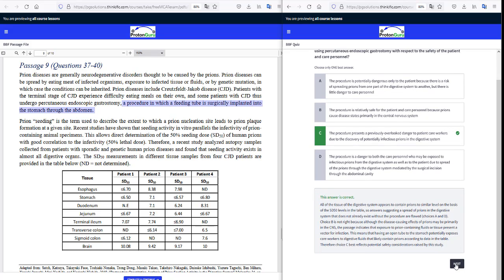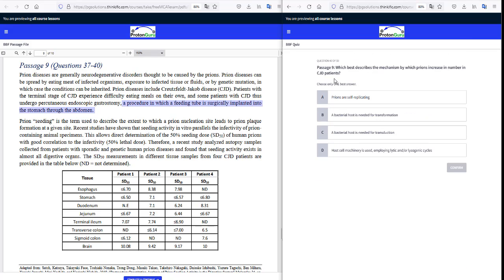And one more question about this passage. Which best describes the mechanism by which prions increase in number in CJD patients? If we read this passage, it won't tell us much about that. But we do have to know some knowledge about prions and what they do heading into our MCAT exam. So this is relying on our knowledge of prions, and the information we get from the passage is that it is prions that are causing CJD.